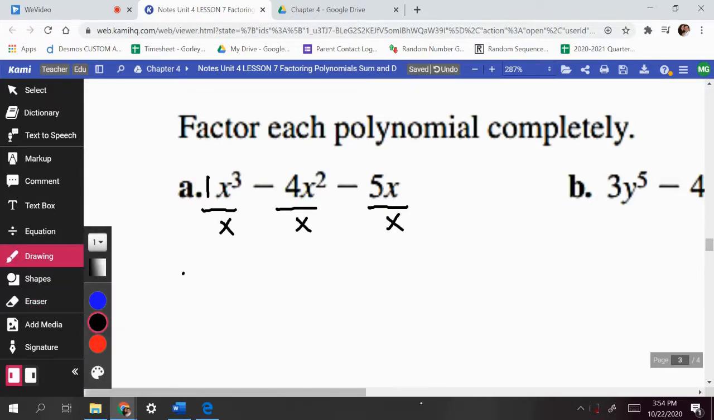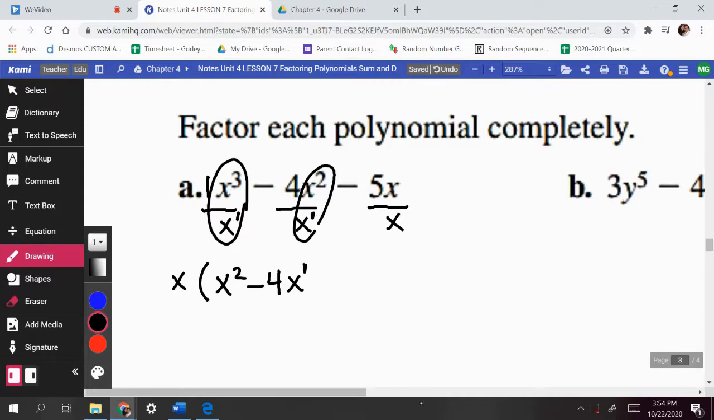All terms are divisible by x. We write the GCF out front. Here we'll subtract these exponents and get x squared. Again, subtract these exponents, so we get 4x to the first, right? 2 minus 1 would be 1. Okay, but I don't need to write the to the first. And then x divided by x, those cancel, right? This would really be like 5 times 1, so we're just going to have 5.